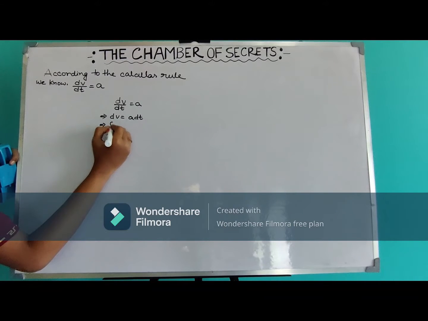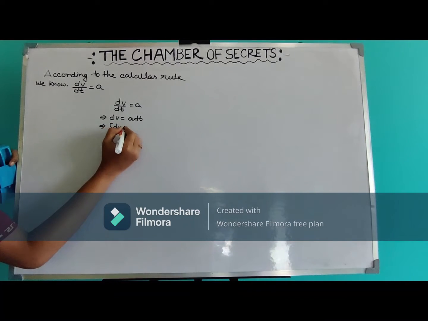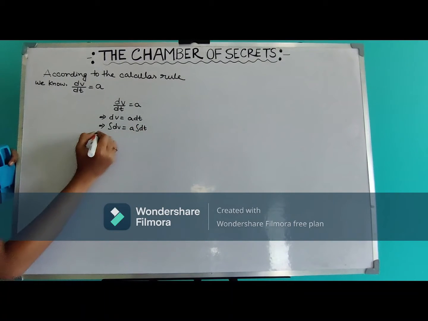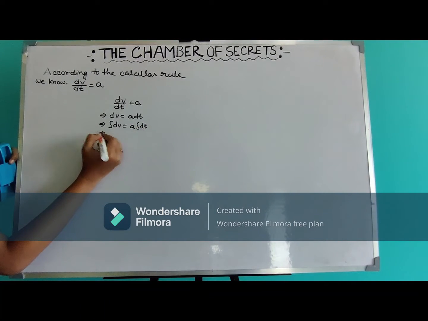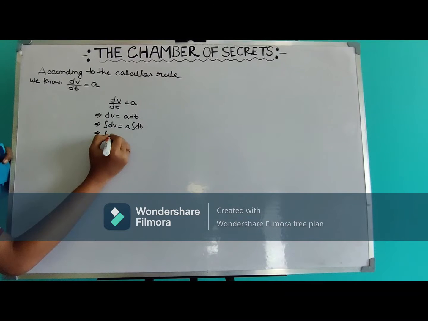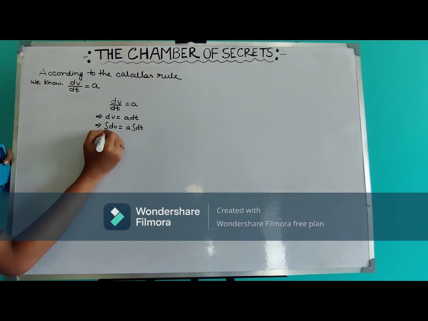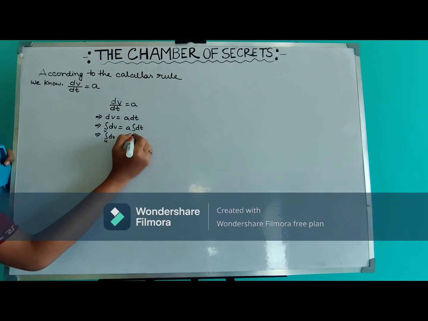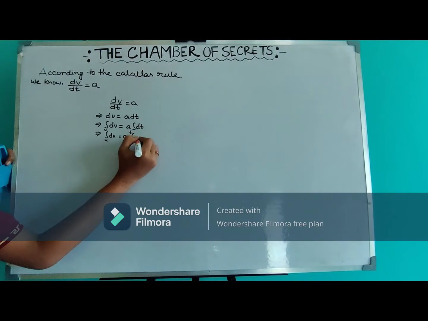The upper limit is v and lower limit is u, so we can write that integration dv equals a integration dt. So now the upper limit is v and lower limit is u, equals a, upper limit t, lower limit 0, dt.